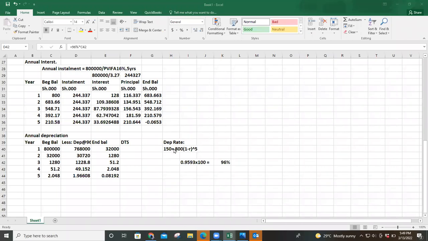Sorry guys, we messed up with the calculations here to get the depreciation rate. I don't think it should be this figure here, but actually when we do 150,000 divided by 800,000, we get 0.1875.